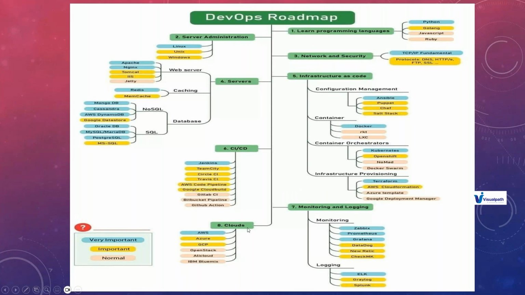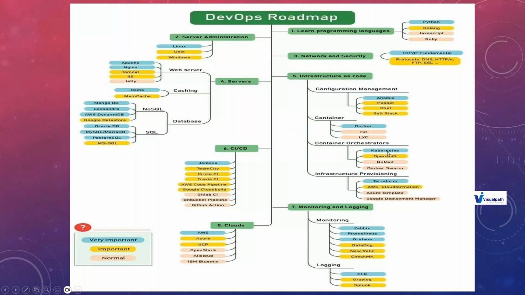Then cloud, what we are learning is Azure cloud. And for monitoring and logging, we are learning Prometheus and Grafana. And for logging, we will be using ELK. Under infrastructure as code, we are learning Ansible, Docker, Kubernetes, and Terraform.